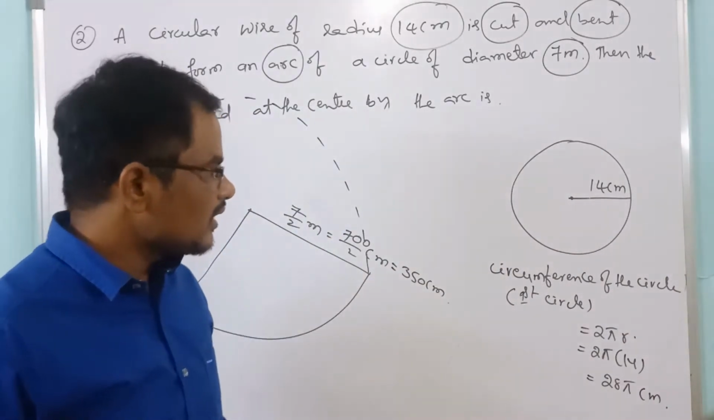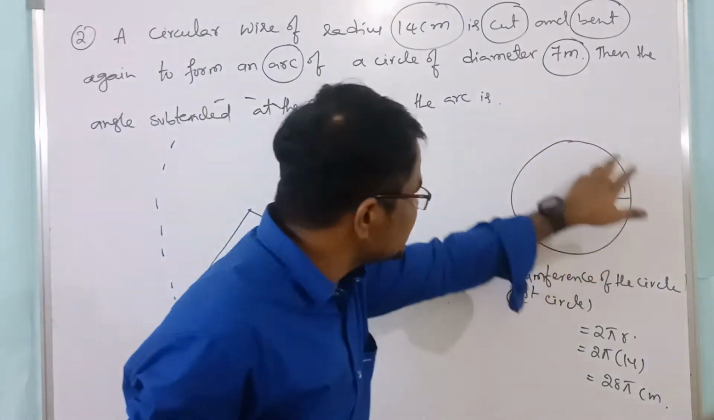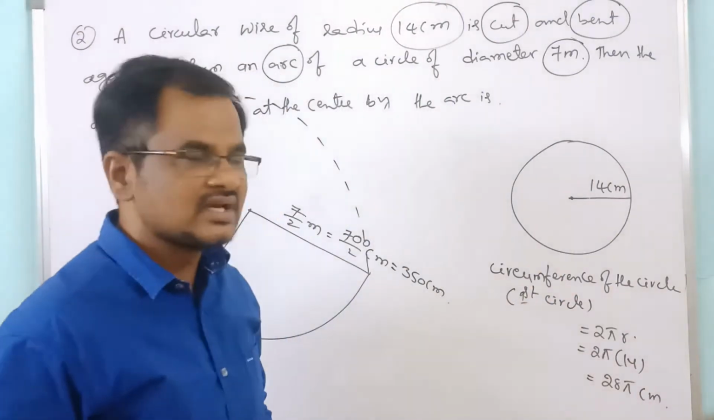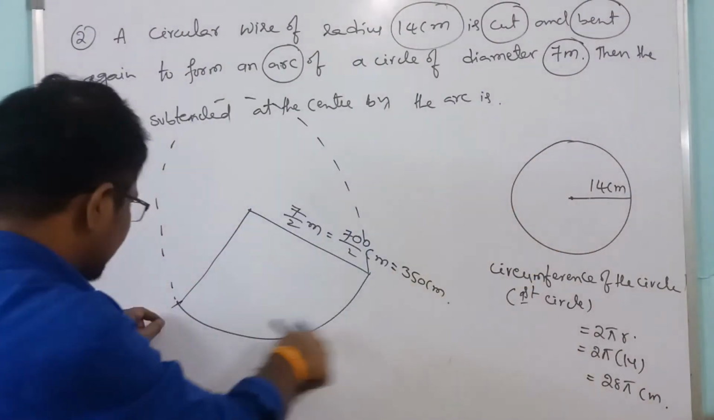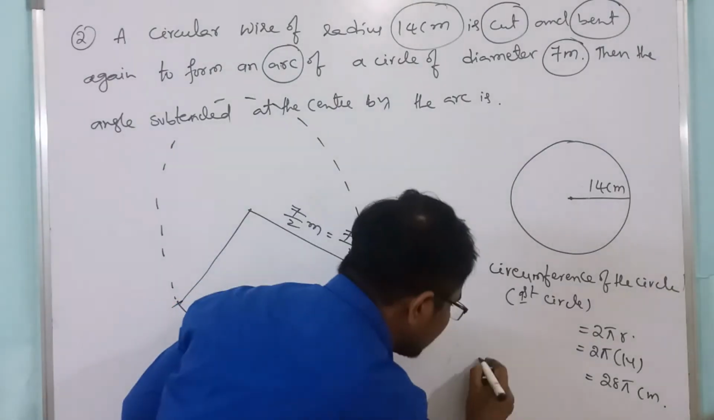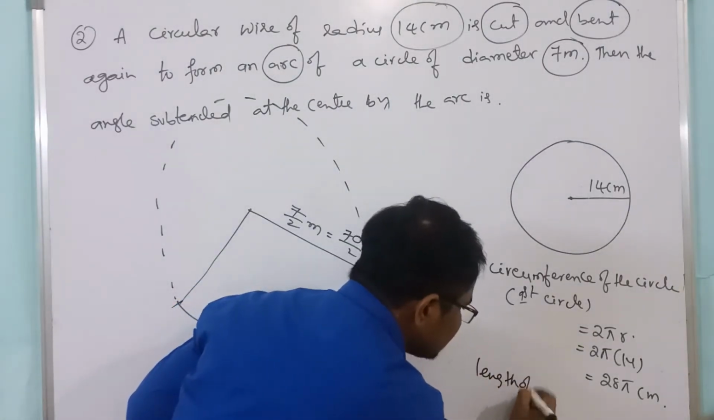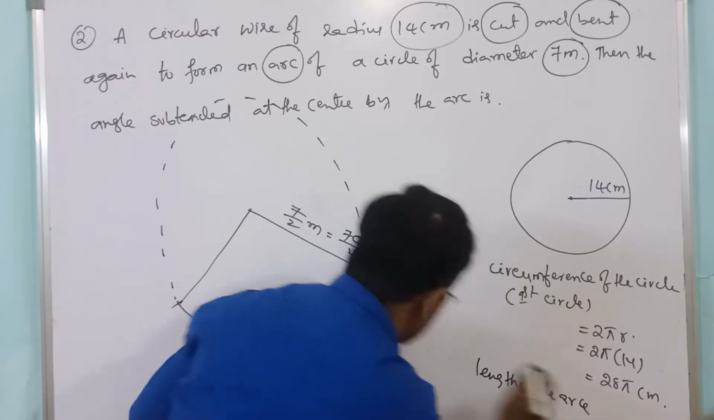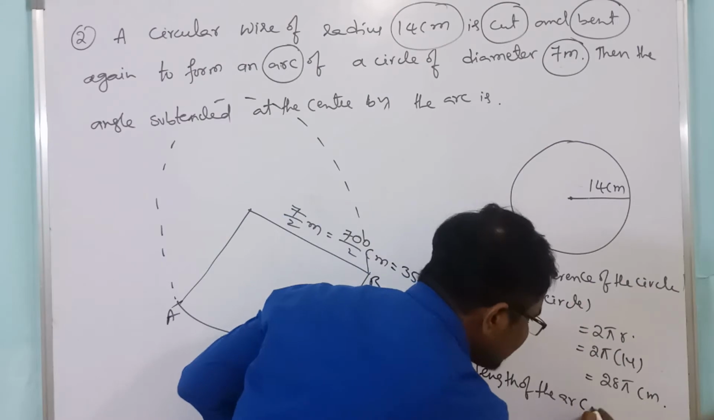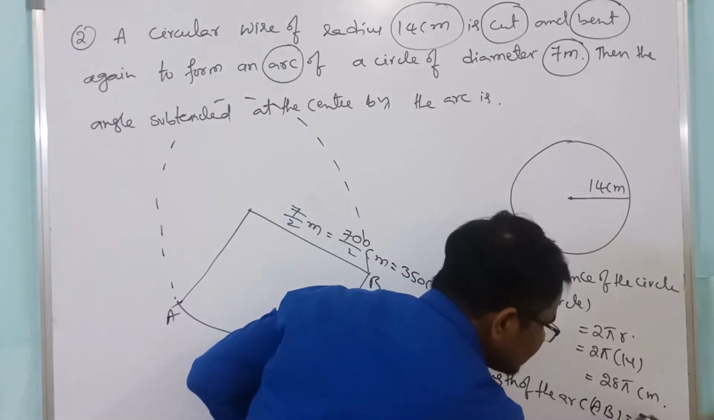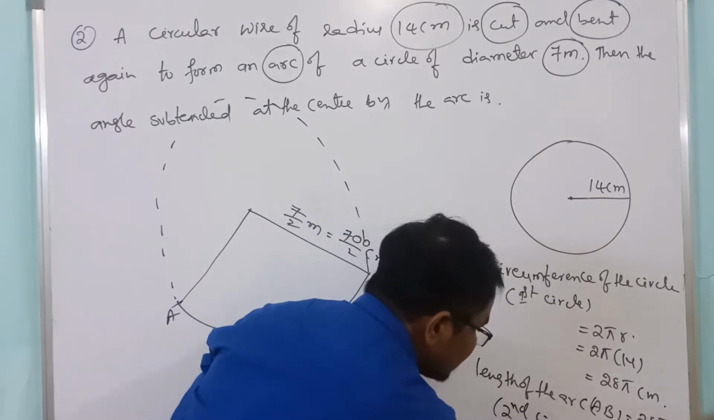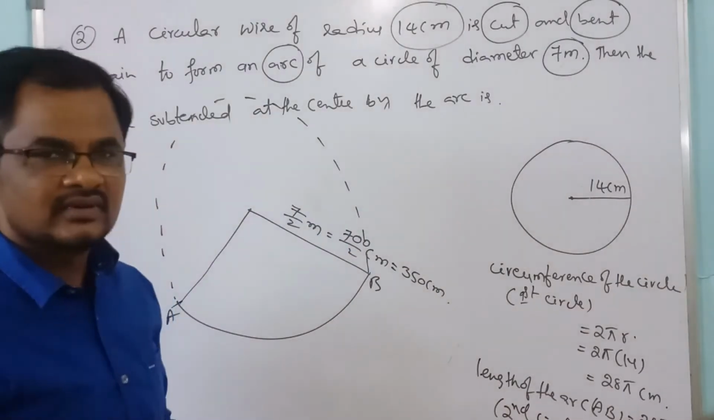Now this circumference means this total length. The circumference of the circle is 28 pi centimeters. If you cut it and bend it again in the form of an arc of another circle, then it is nothing but the length of the arc. If you take this as A, this as B, the length of the arc AB is 28 pi. This is the second circle, right?